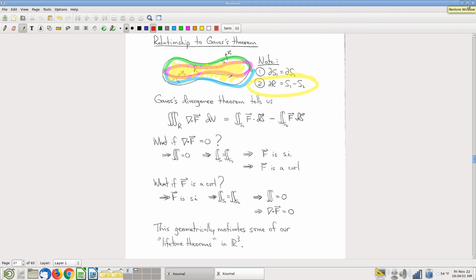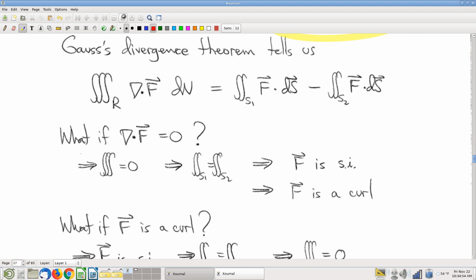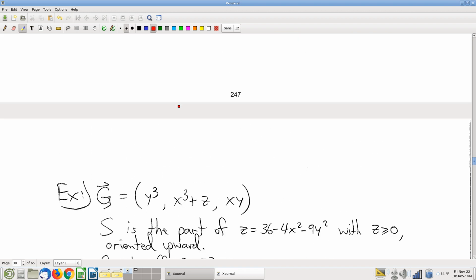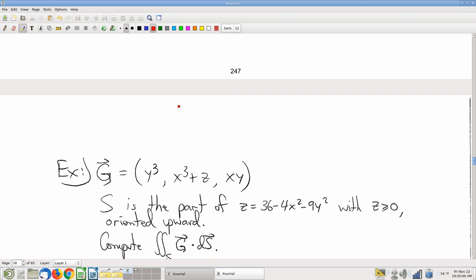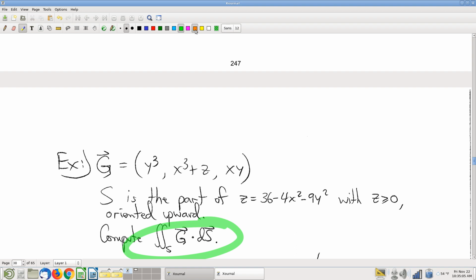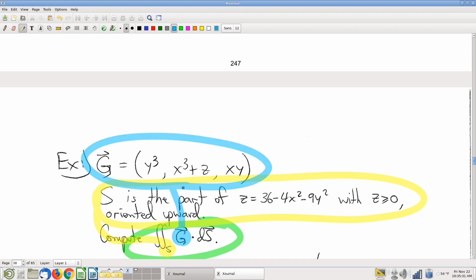Right. So let's see how we can use this. Show you an example. Suppose I want to compute this flux. So I've got a surface given. It's kind of a weirdly defined surface. It's okay, I've got this elliptical paraboloid. You see the elliptical paraboloid there? I want to look at the part of the elliptical paraboloid that's above the xy plane. So it's kind of an upside down bowl kind of a surface. There's my surface. My integrand is that vector field. Let's compute the flux.